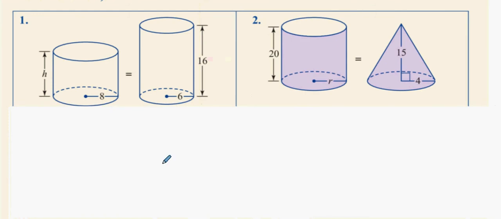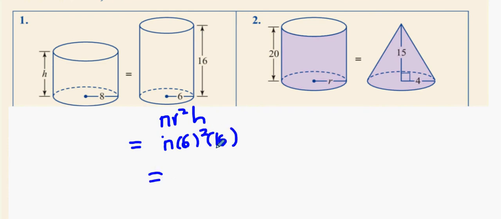Alright, which one do you have more information on? The one on the right. Leave it in terms of pi, and you'll see what I'm talking about in a second. So what happens when you multiply that out? Somebody multiply that part out for me. And what do you get? 576 pi. Now, see the one on the left? What do I have to write for that? Pi times 8 squared times h.